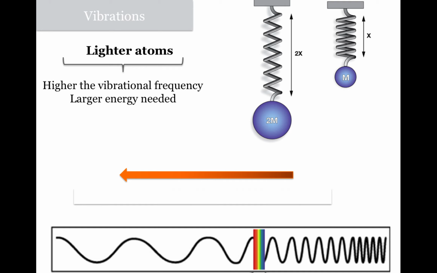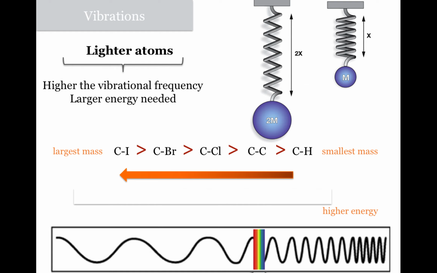Similarly, there is another factor affecting the vibrations of a bond, and that's the mass of the atoms. The lighter the atom, the higher the wave frequency and the larger the energy needed. Let's compare carbon bonded with different sizes of atoms as an example. So carbon is bonded to the smallest atom, hydrogen, then chlorine, bromine, and the biggest mass, iodine. Because hydrogen has the smallest mass in the comparison, it has the highest energy. And the carbon-iodine bond is going to have the lowest energy in this comparison.